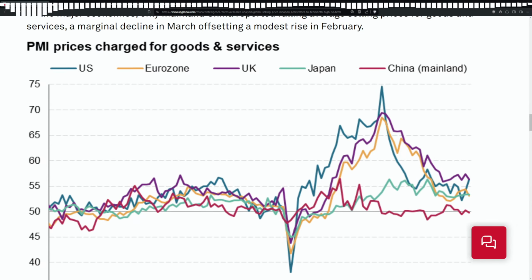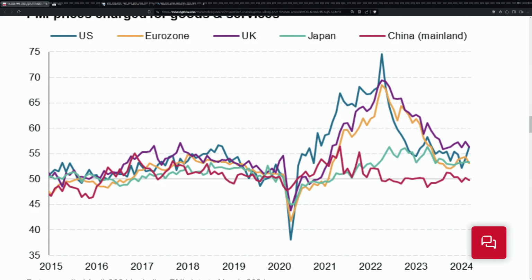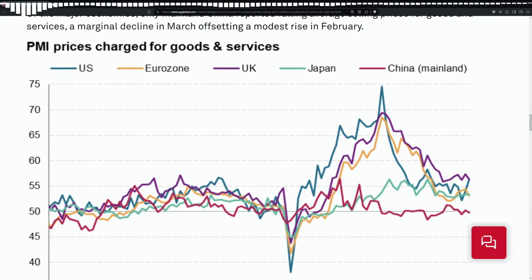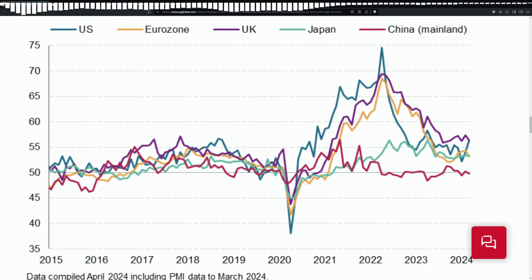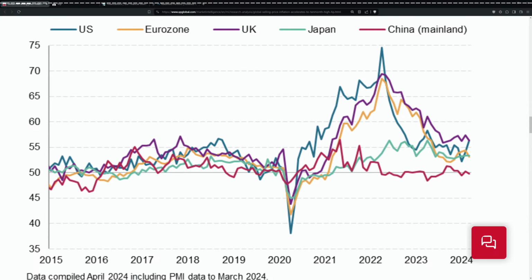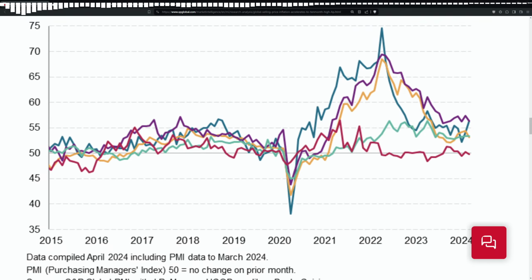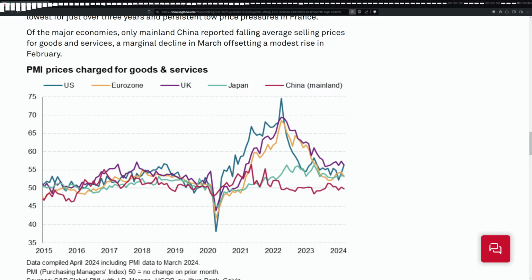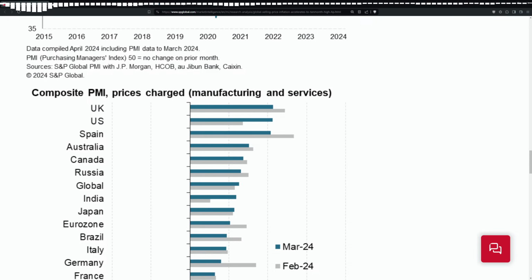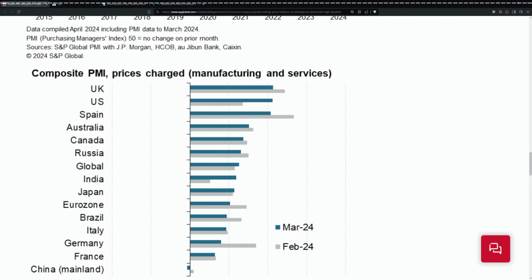So prices for goods and services. When they say goods and services, they mean putting them both together, and that creates your composite PMIs. The composite PMI in, let's say, the UK, for example, has essentially been flat. The US has seen sharp rises. Now, this sharp rise in selling prices actually comes from the goods component of these PMIs. You can see composite PMIs, prices changed. You can see the US from March to February, you've had this huge bump higher.